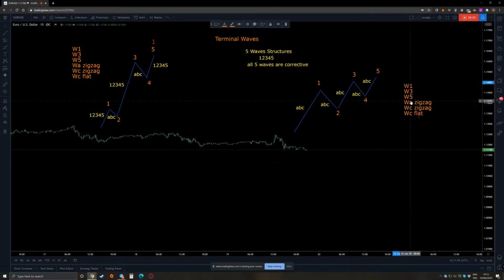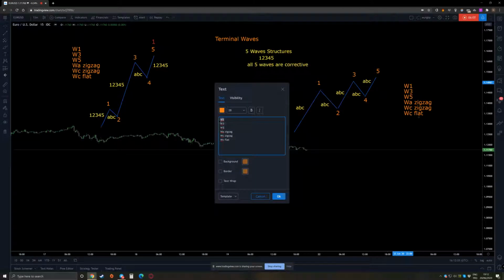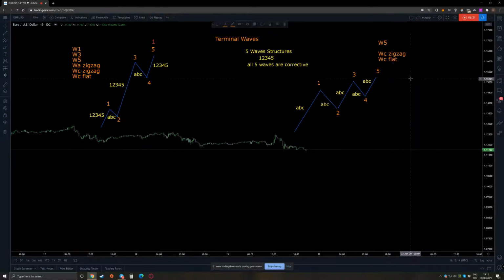Now terminal moves cannot appear in the first wave of an impulsive move. It cannot appear in the third wave of an impulsive move too. It cannot appear as the wave A of a zigzag too. This is the difference. They can only appear in the wave 5, wave C of a zigzag, or wave C of a flat. That's it. So whenever you think that you have a terminal move, you're in either of these three. There's no fourth option. Okay? So that's important to know as well.